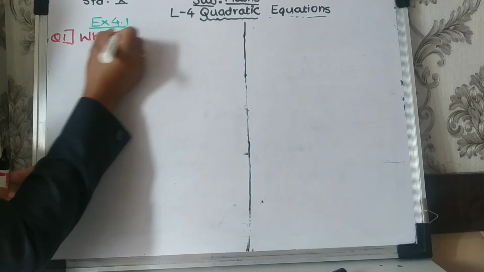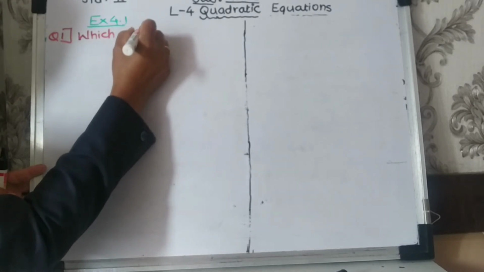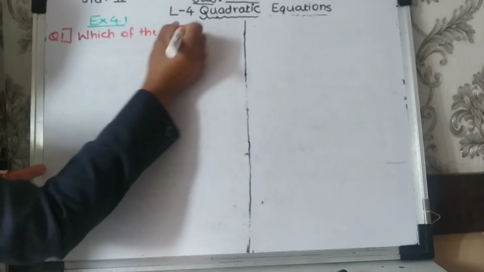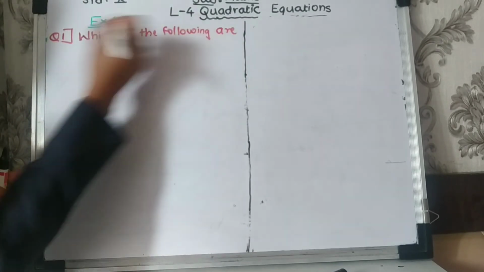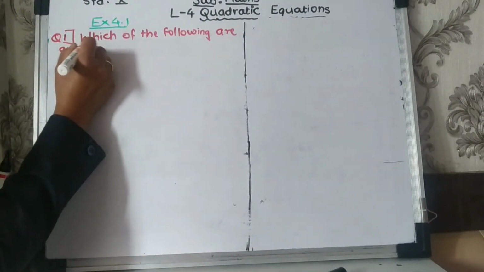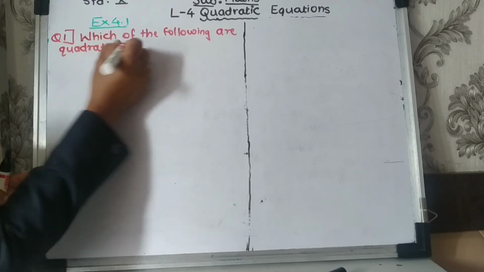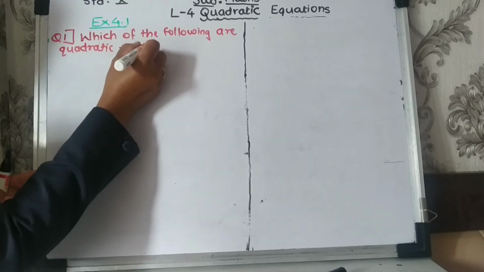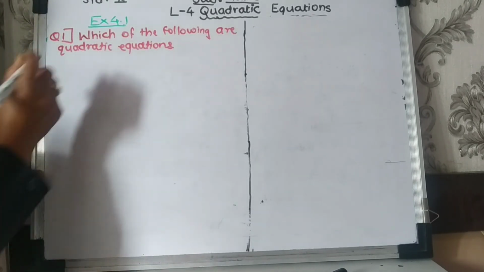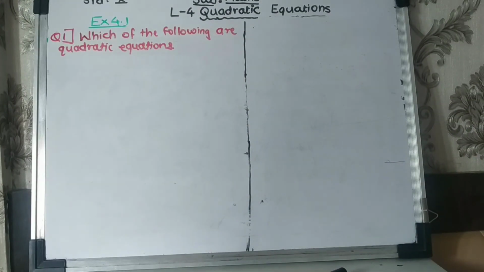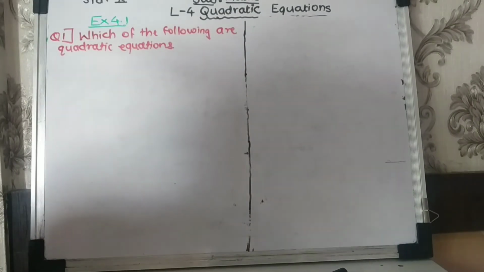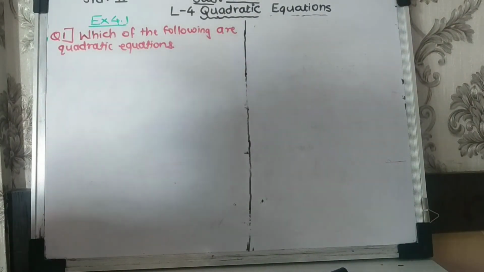I'll write first. Question: which of the following are quadratic equations? Let us see that one. I'll show you three different types of sums over here. Those three sums, one by one we will see. That is the very first one.